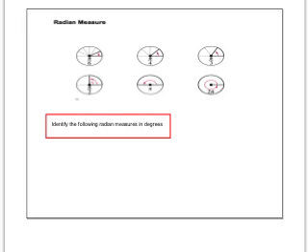What I'd like for you to do on this part, just to practice, identify the following radian measures as degrees. So you should be able to take each one of these and convert them into degrees. You have to go back and make sure you remember, what do you do when you convert radians to degrees? Do you multiply by 180 over pi, or do you multiply by pi over 180?